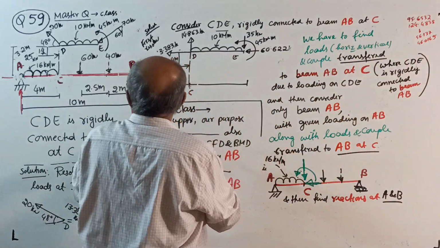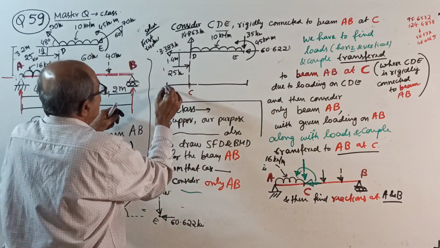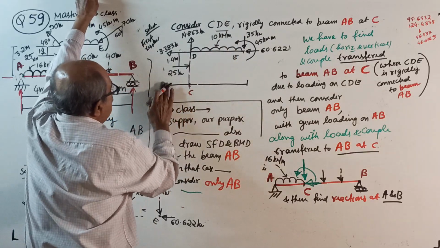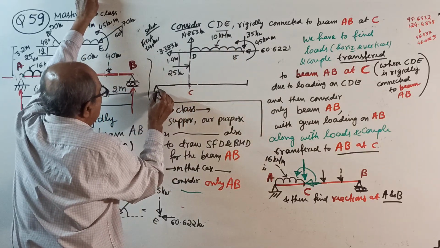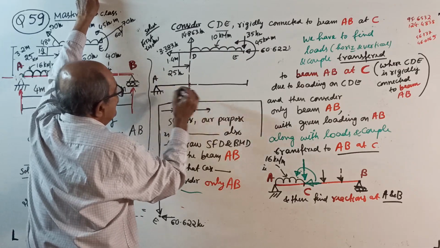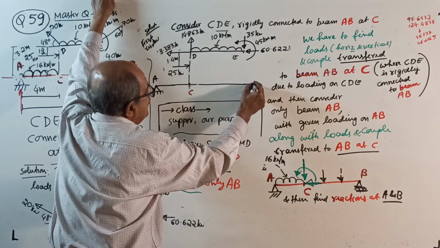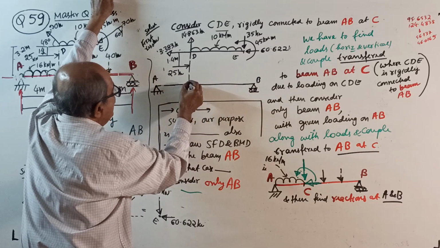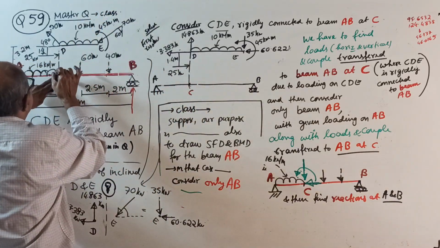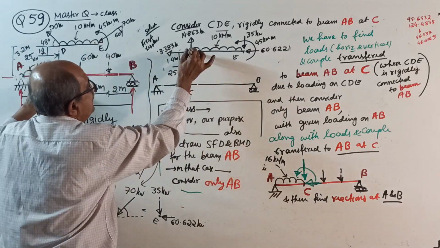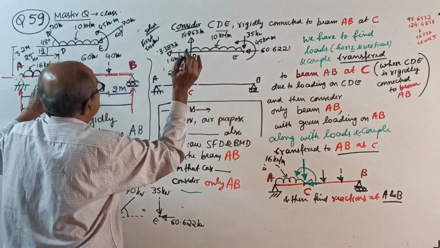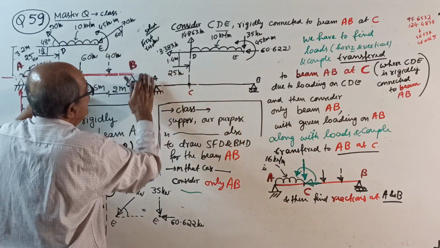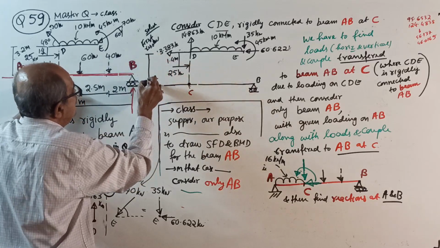Now, see, our sketch will be, consider only AB. Maybe A is here. This is B, roller support, B. This loading not required now. Our purpose is only CDE connected here. So, 3.2 meter height, where is the space? No space here, I will write here. I will write one more sketch anyway.